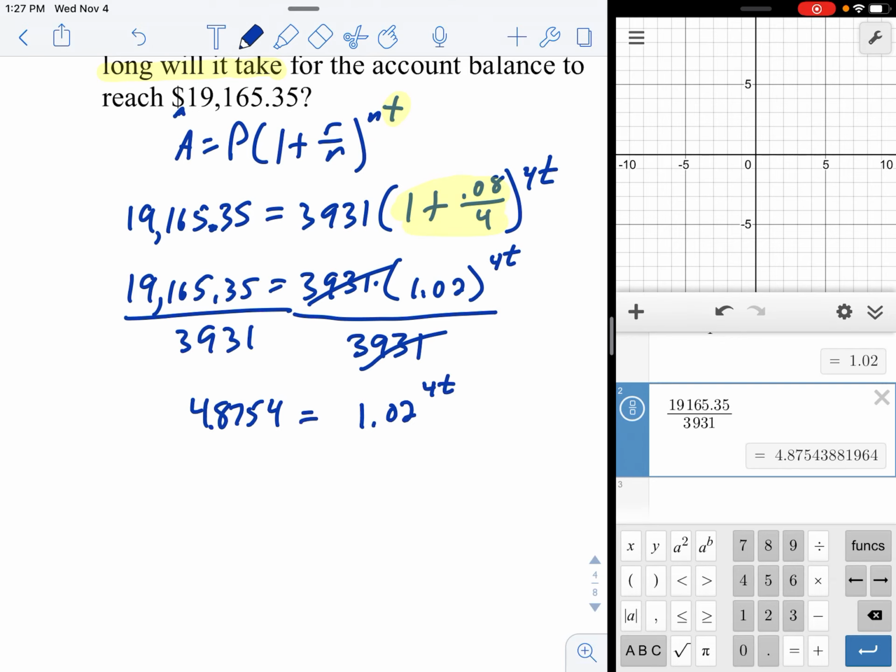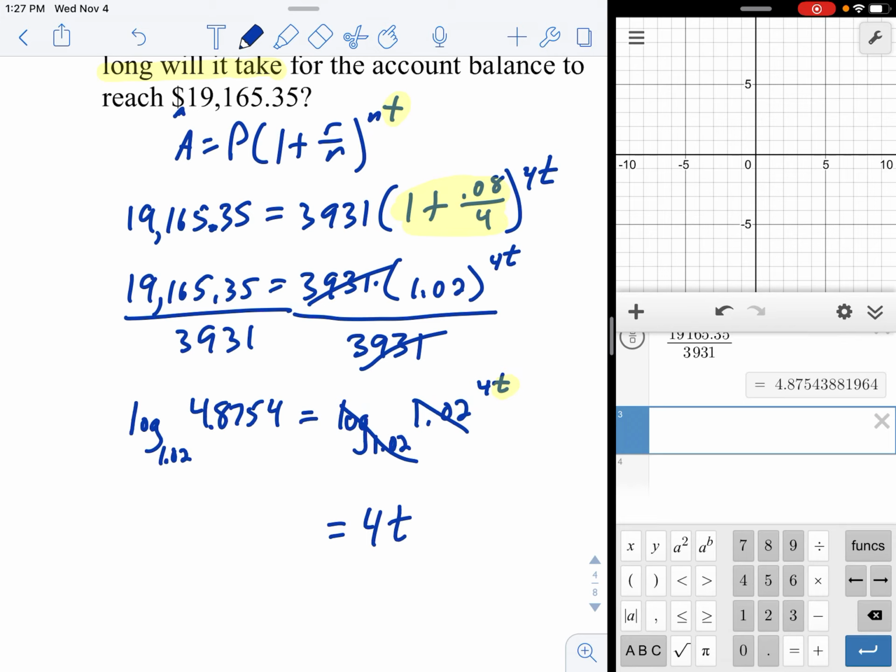So we're solving this like an algebra problem. We're trying to solve for t. T is in the power. That means we need to cancel out this base. How do you cancel out a base? What have we been learning about all this time? Logarithms. Take the log base 1.02 of both sides. This cancels out. I get 4t on the right.